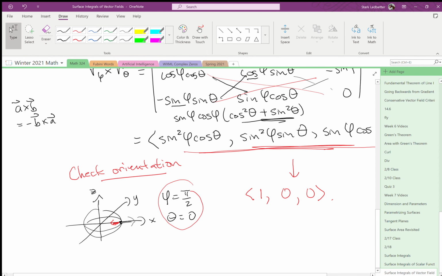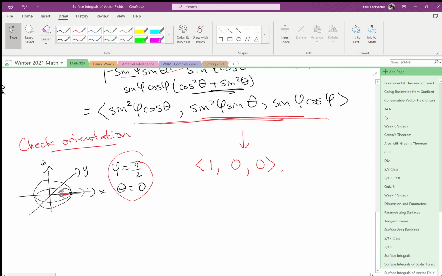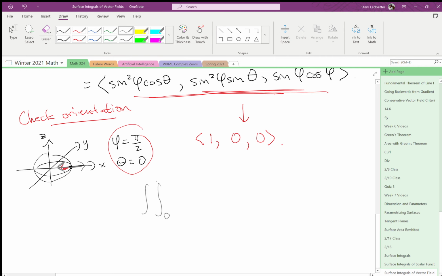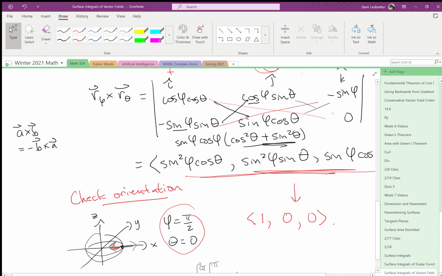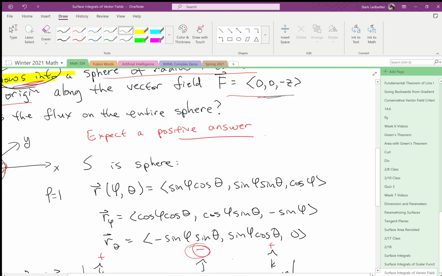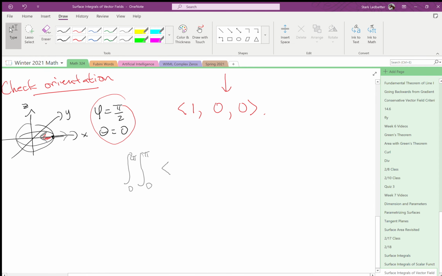So the problem wants flowing into. I could just solve it without doing this and then negate it at the end, but that's a lot to remember. So what I'm going to do is take the negative of this. I'm going to integrate over the sphere. I want the whole sphere, so phi is going to go from 0 to pi, and theta is going to go from 0 to 2 pi. I need my F function: 0, 0, negative z. Z is cosine phi.